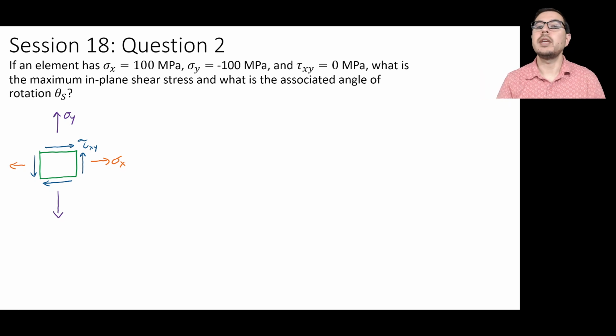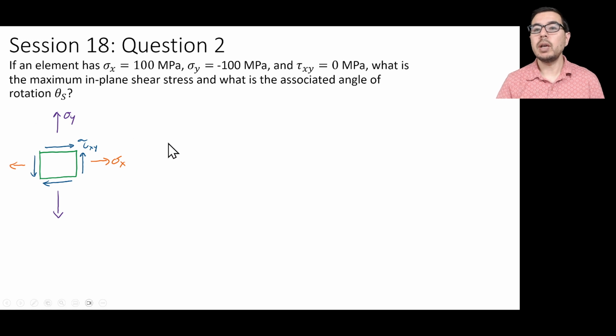This question states, if an element has sigma x equals 100 megapascals, sigma y equals minus 100 megapascals, and tau xy equals 0 megapascals, what is the maximum in-plane shear stress, and what is the associated angle of rotation theta s? Before we go into Colab and Python to use a trial and error approach to solving this problem, let's talk about what's happening qualitatively.